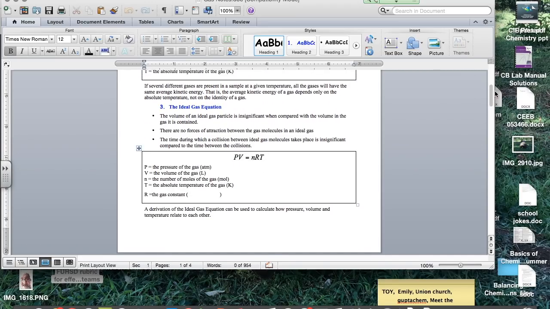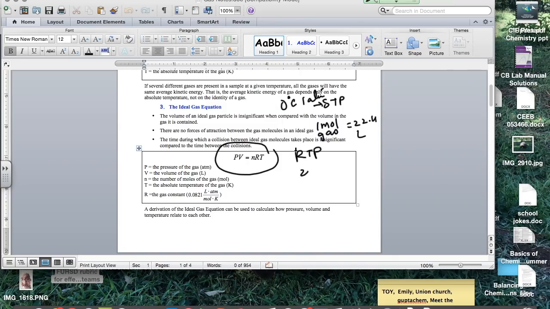Remember the ideal gas equation, PV = nRT. So the big question is ideal or non-ideal. There are only two types of stoichiometry problems you'll get here. The ideal gas equation is used under anything but STP. And if it is a STP situation, then you use the relationship that one mole of gas will occupy 22.4 liters volume. Remember, standard temperature and pressure is 0 degrees Celsius and 1 atm. And RTP, room temperature and pressure, is 25 degrees Celsius and 1 atm.